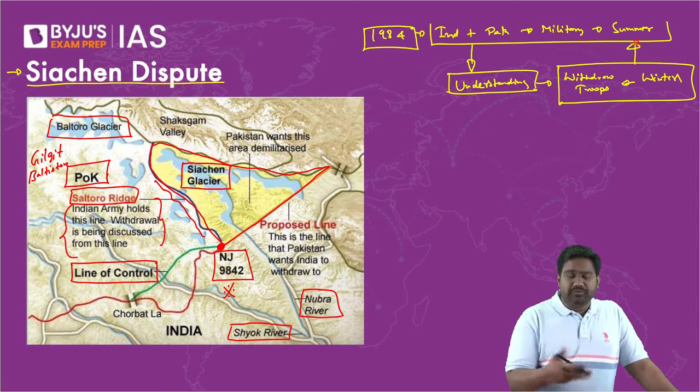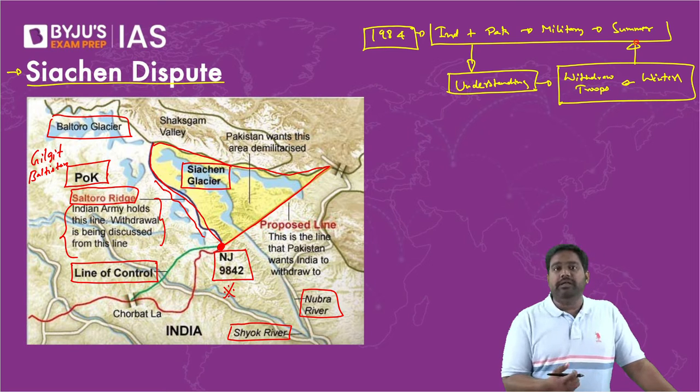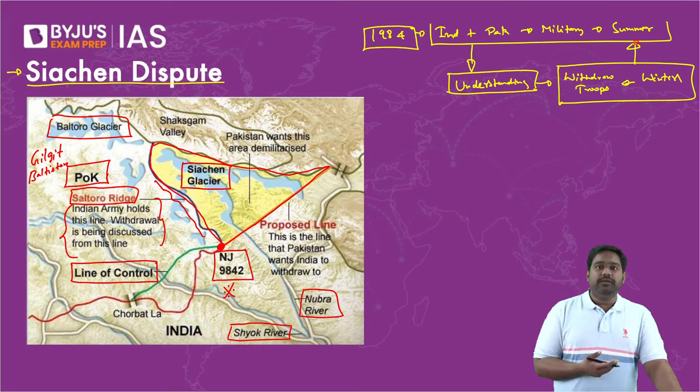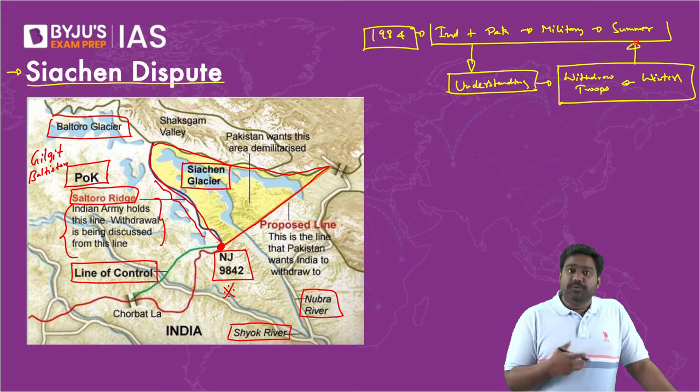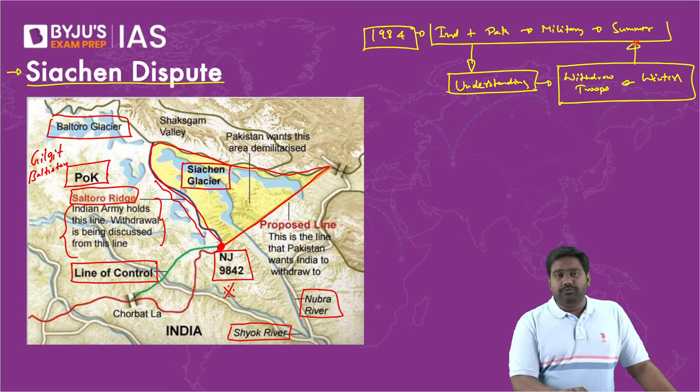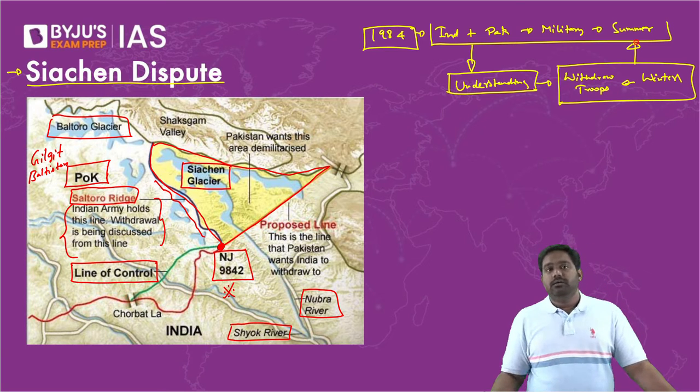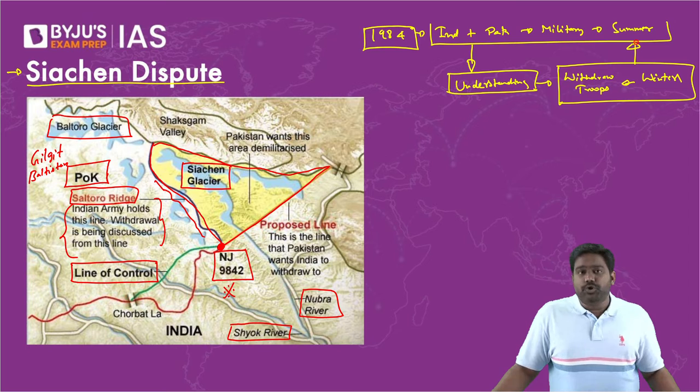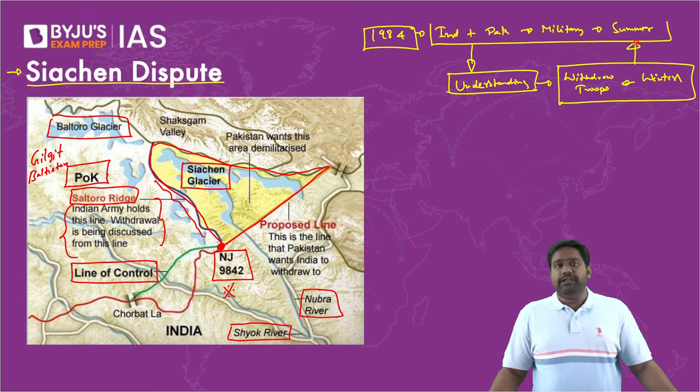The terrain, the geography itself is very complex. There's no land connectivity as well. The only way you can reach and access is through helicopters, right? So providing supplies to your troops becomes a big challenge. Along with the difficult geography, the weather conditions are very challenging. The temperatures drop to minus 20, minus 30 degrees Celsius. So maintaining troops at such a position is very challenging for any country.